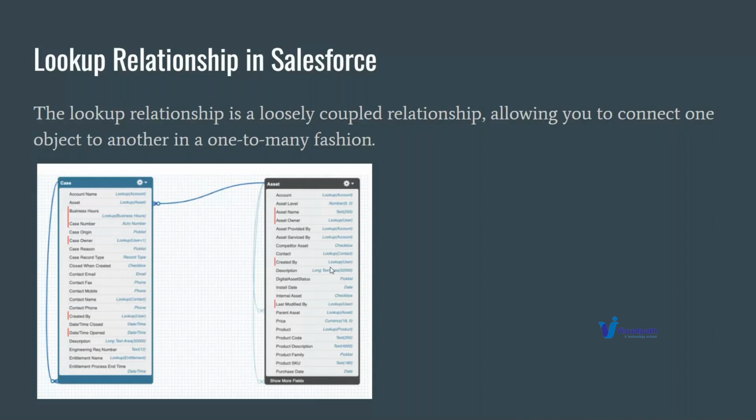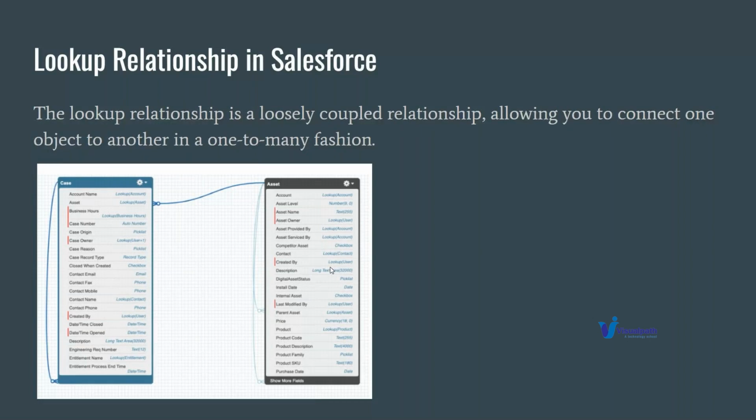Like on case, you have to create again a lookup relationship to associate with the asset, and on asset you will create a lookup relationship to associate it with case, right? That way you have to do. But do you think this is a practical solution? No, right?